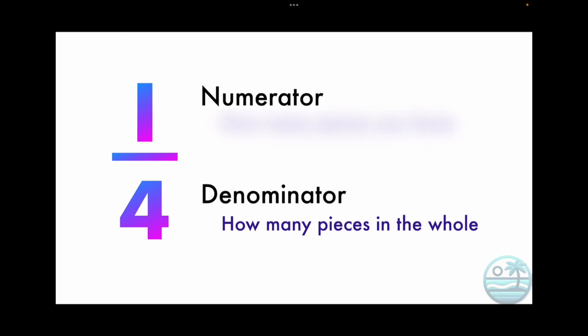The top number is called our numerator. Our numerator tells us how many pieces you have out of the whole thing. Again, the bottom number is our denominator and tells you how many pieces are in the whole thing. And the top is the numerator, and it tells you how many of those pieces you have.